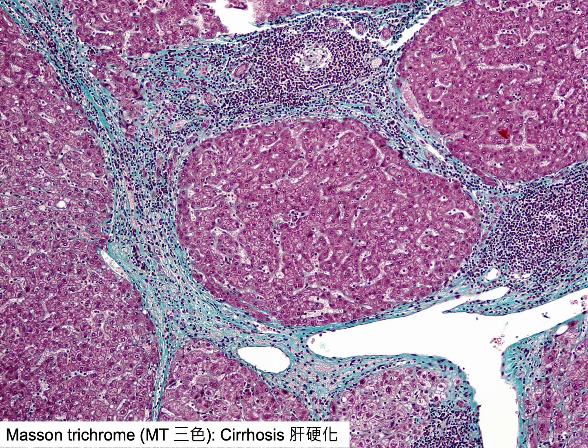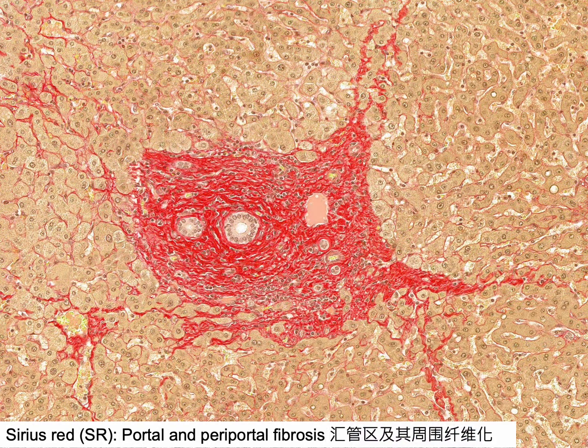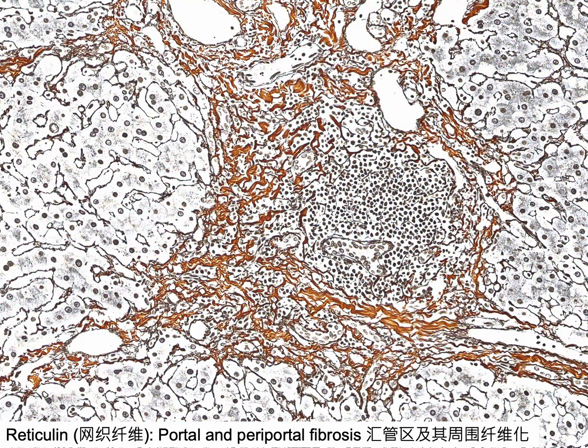This trichrome stain confirms the cirrhotic status by showing multiple regenerative nodules surrounded by fibrous septa. This Sirius red stain shows portal and periportal fibrosis. Similarly, portal and periportal fibrosis can also be visualized in the reticulin stain.